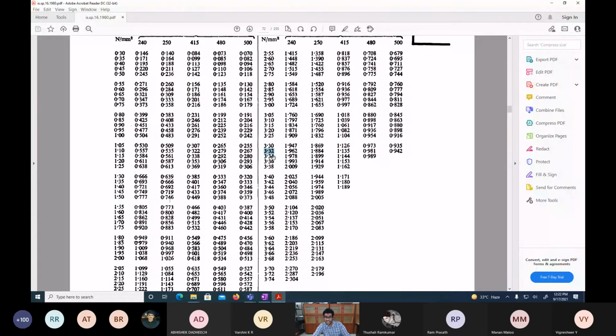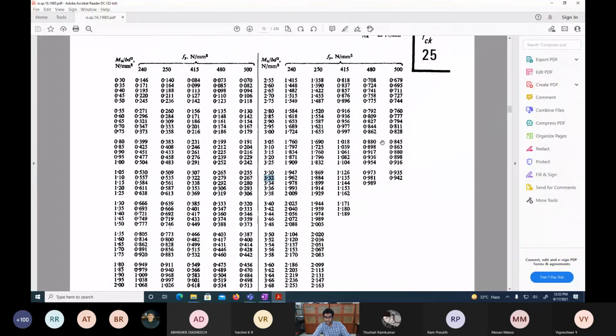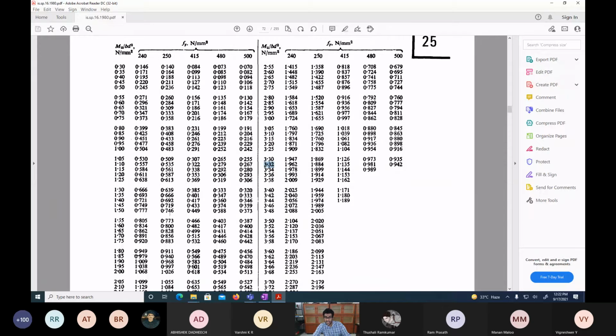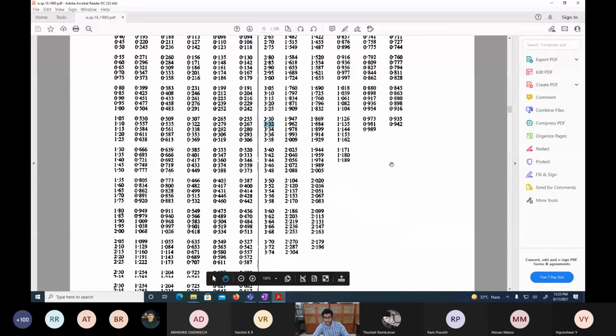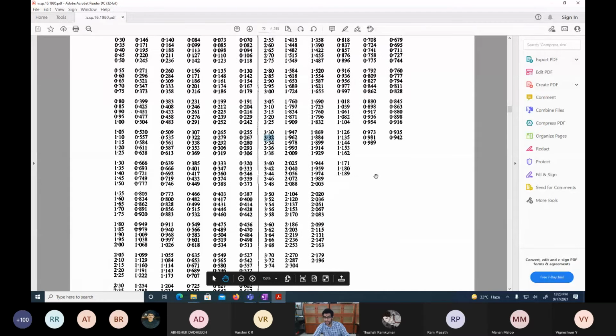Okay, are you able to see this? So for this grade of steel and concrete, the singly reinforced section table stops with this value. There are no values below Mu by bd square greater than 3.32. There are no pt values given to you.